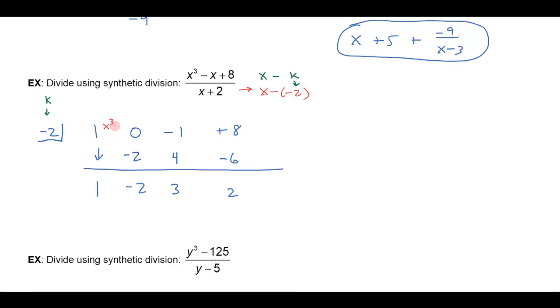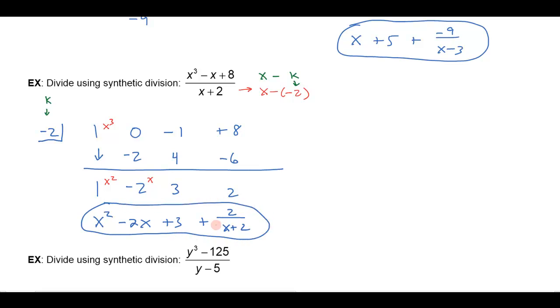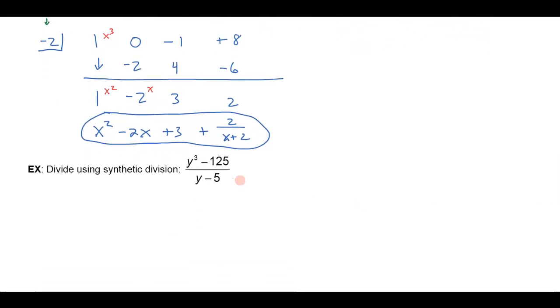This was x cubed. So when I divide, down here I'm going to have x squared. And this will be my x term, this will be my constant, and this will be my remainder. So my answer is going to be x squared minus 2x plus 3. And then I'll put the remainder over my divisor, in this case, x plus 2. And we see how fast that process is. Okay? Let me do one more.